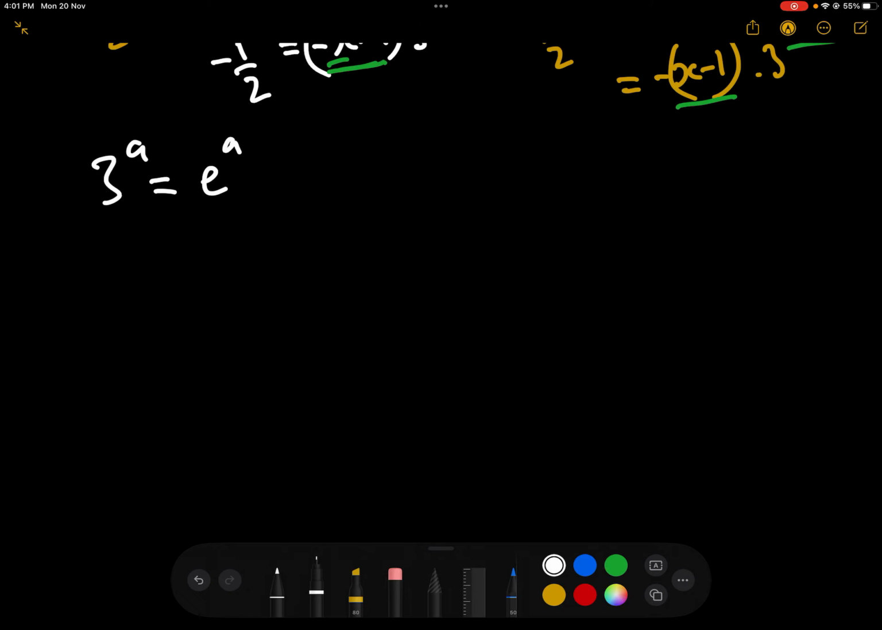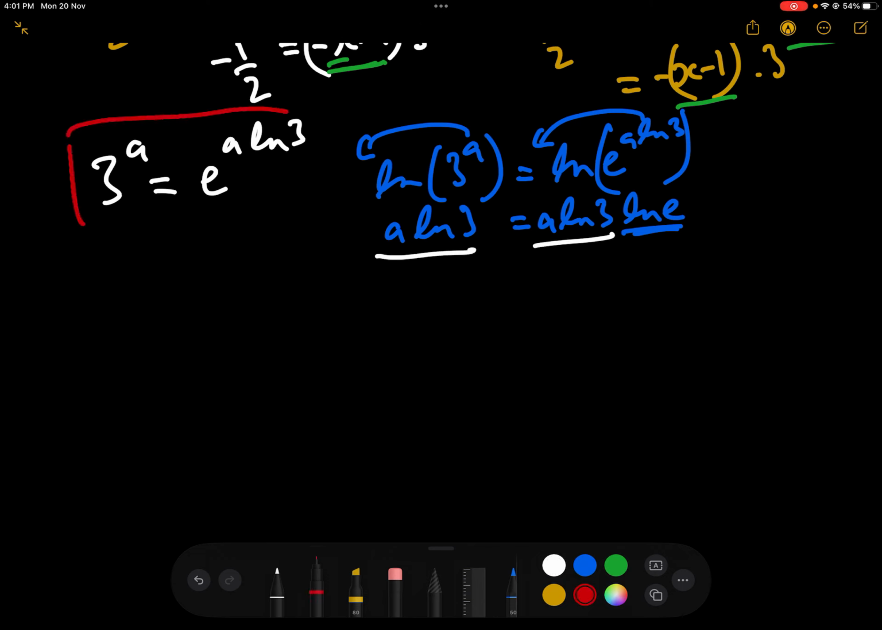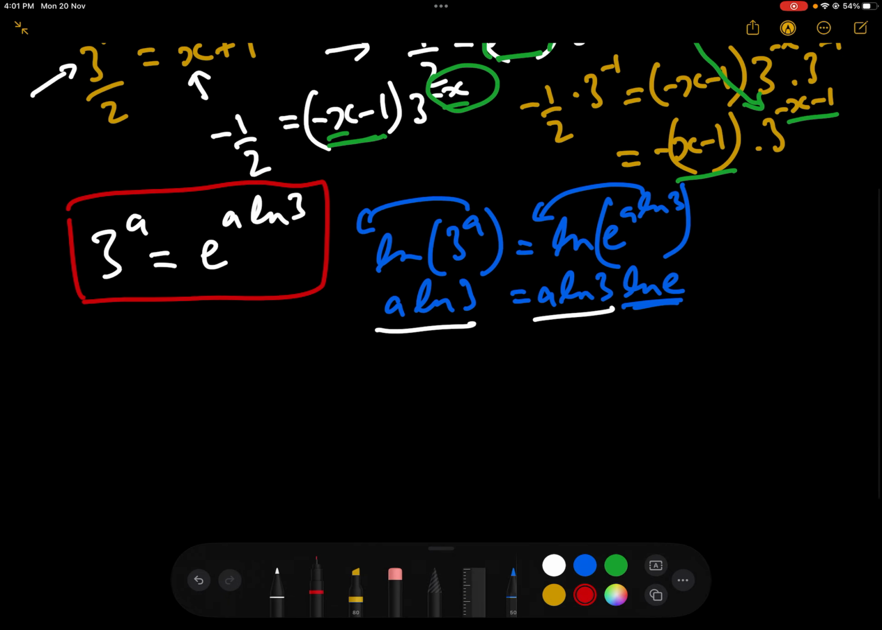Now we're going to use the identity 3 to the power of a equals e to the power of a log 3. And if you're not convinced that that's true, let's just take logs of both sides. So log of 3 to the power of a equals log of e to the power of a log 3. And then log of 3 to the power of a is a log 3, just taking the a out. And log of e to the a log 3, again taking the a log 3 out, is a log 3 log e, and log e is 1. So we get a log 3 equals a log 3, which confirms that this identity is correct.